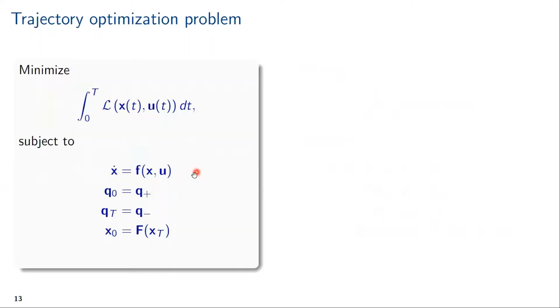Any such trajectory has to satisfy the dynamics of the system, written here in regular state space form. It has to satisfy some initial pose and some final pose. And together, it has to satisfy that the initial states correspond to the final states mapped through this impact mapping F.